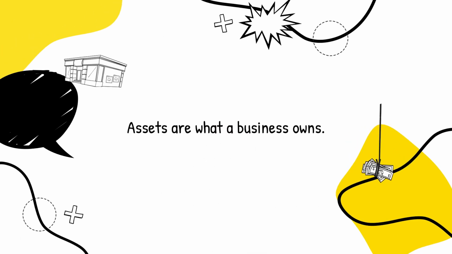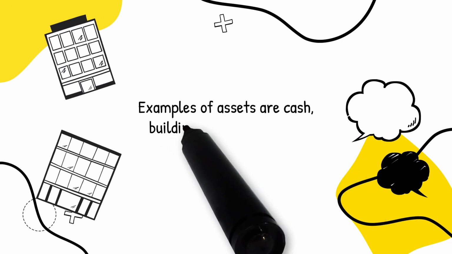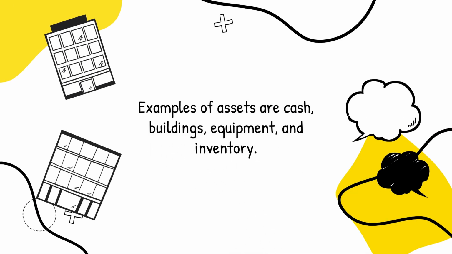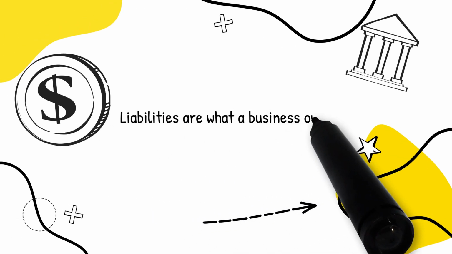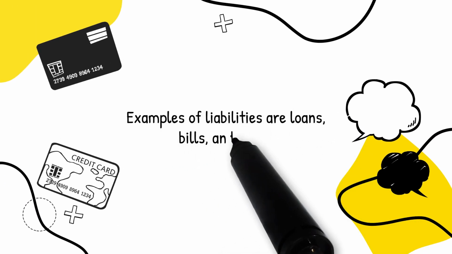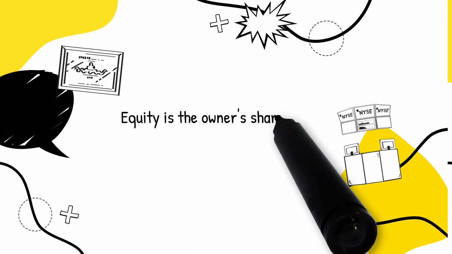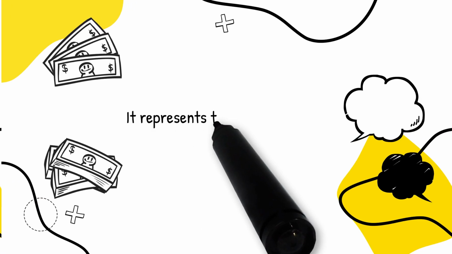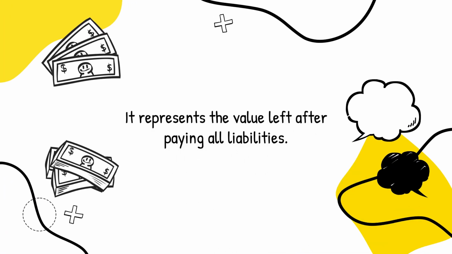Assets are what a business owns. Examples of assets are cash, buildings, equipment, and inventory. Liabilities are what a business owes to others. Examples of liabilities are loans, bills, and debts. Equity is the owner's share in the business. It represents the value left after paying all liabilities.